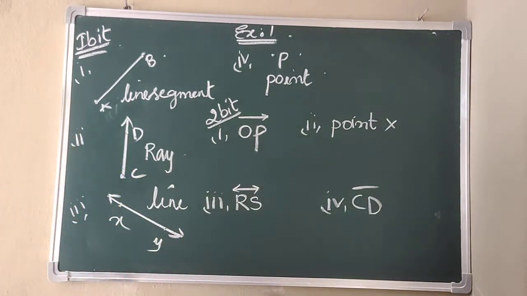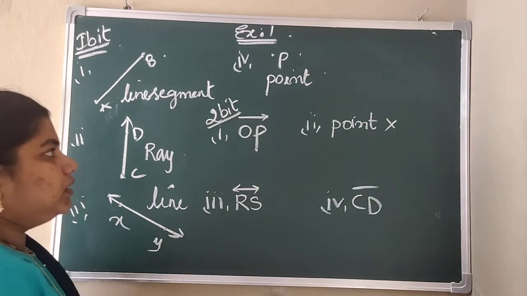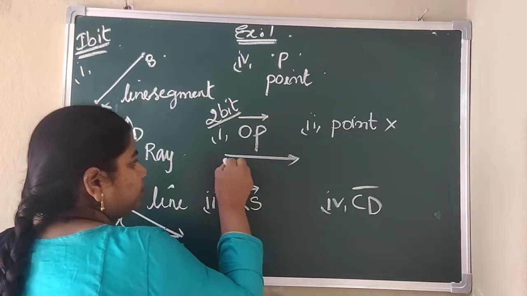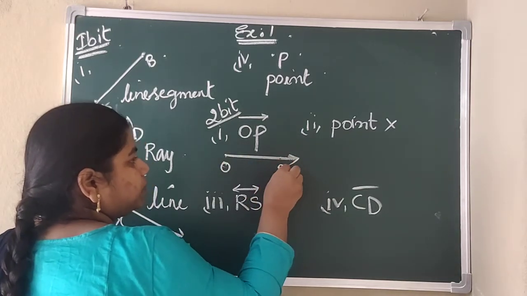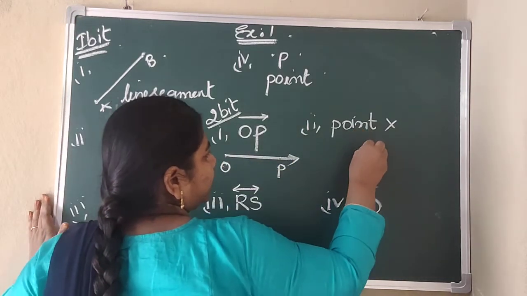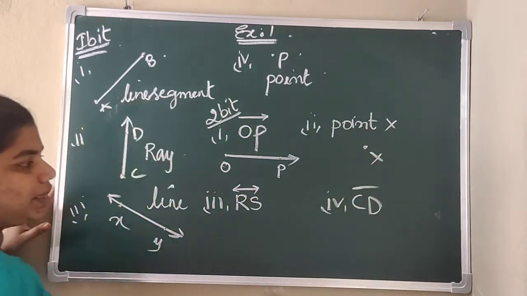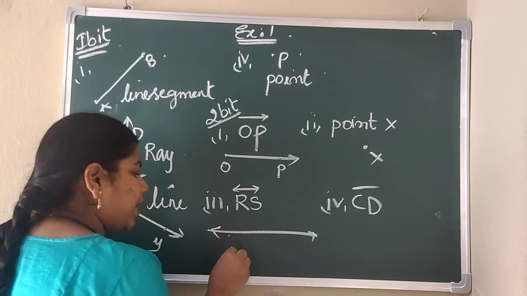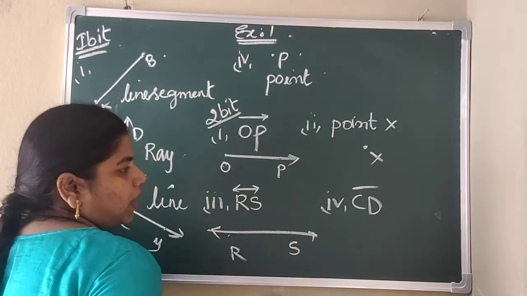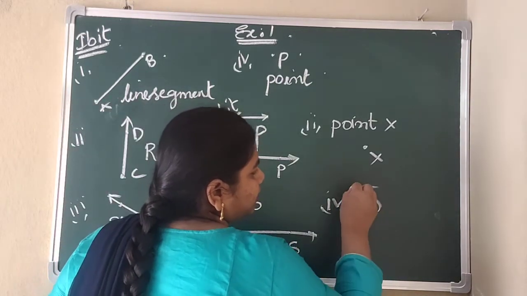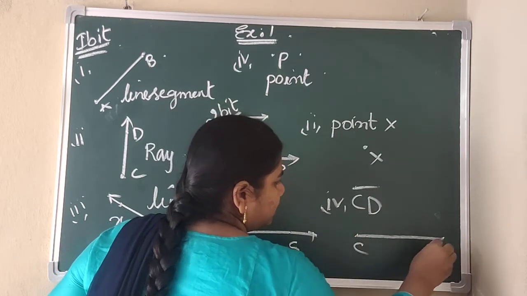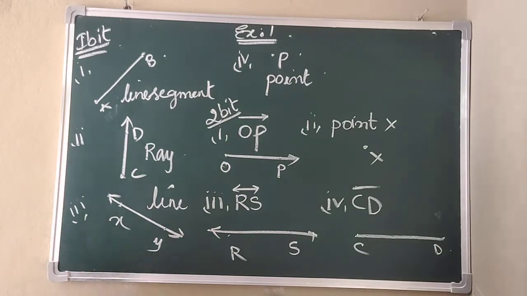Now we have to draw the figures. This is called a ray, so we draw a ray here, with points O and P. Next, point X means we keep a point and mark it as X. RS, a line, means we draw a line and mark it as R and S. And CD is a line segment, having two end points. So this is our second bit.